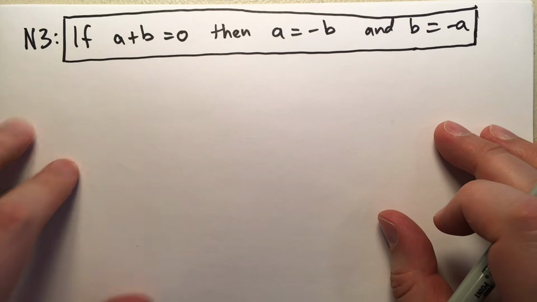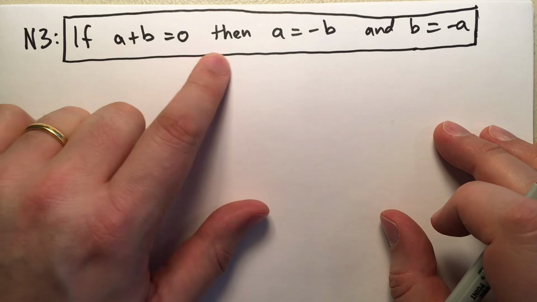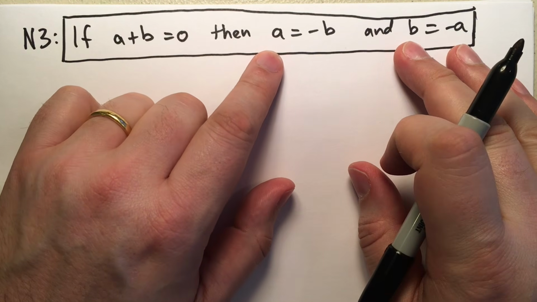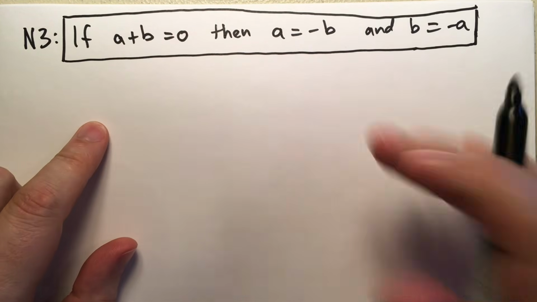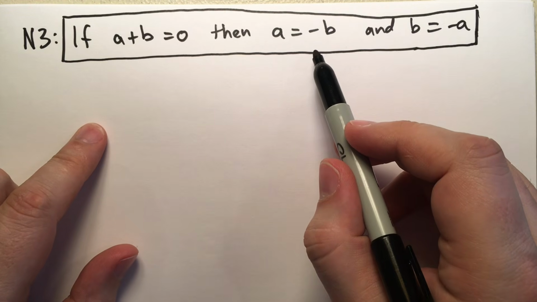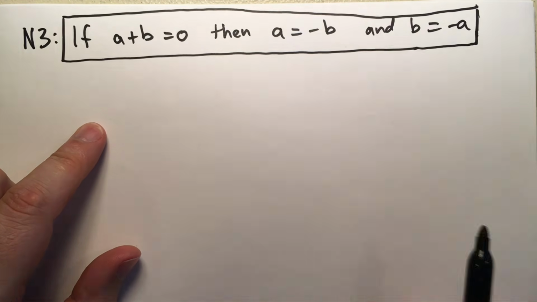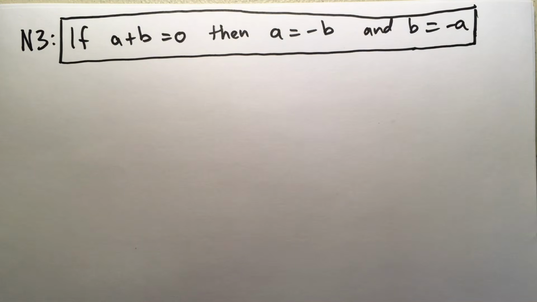Okay, so what does this mean? Well, if you add two numbers together and they equal 0, then that must mean that they are the additive inverses of each other. Meaning when you add them to each other, you're going to get 0. And we say minus B. We don't say negative B because B could be negative to begin with, in which case minus B would be positive. So it's not negative B, it's minus B.